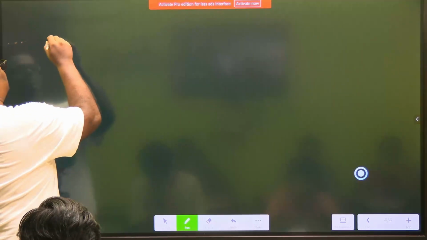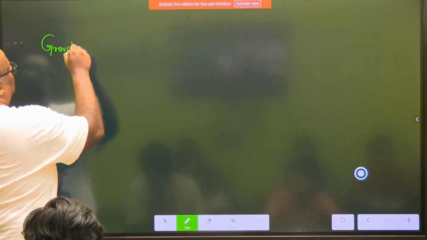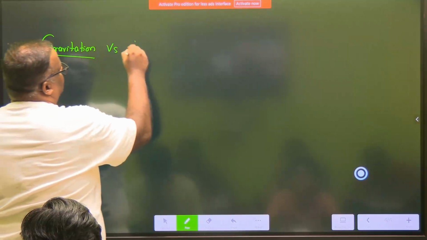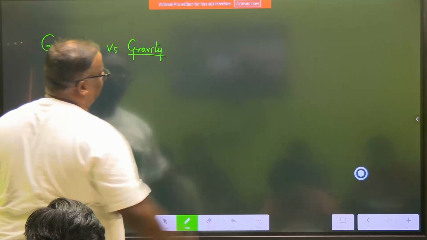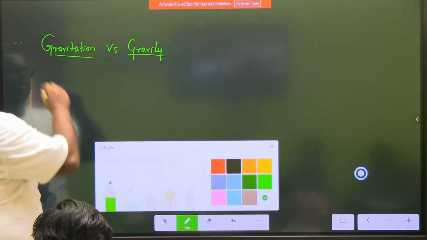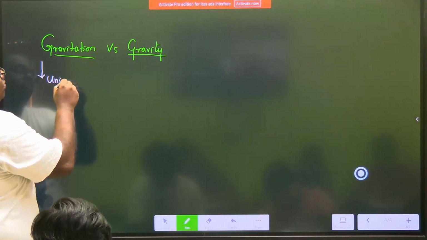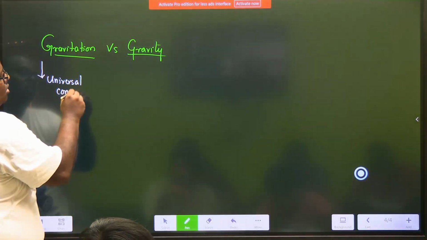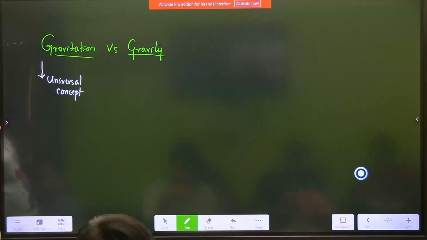अब दो कॉन्सेप्ट समझते हैं. The concept of ग्रेविटेशन वर्सेस ग्रेविटी. हाँ, ये विषय आ गया, ग्रेविटेशन वर्सेस ग्रेविटी. इसको समझिए, आराम से समझिए. ग्रेविटेशन जो है ना, this is a universal concept. अरे ग्रेविटेशन is a universal concept, इसलिए बोल रहा हूं.